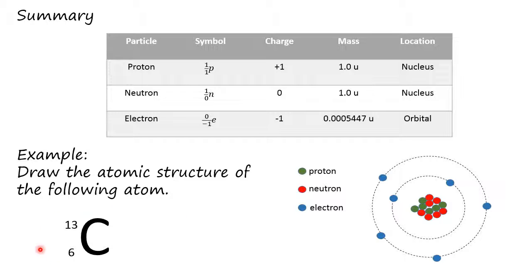And so we can do this with any atom. Whenever we have the mass number and atomic number, we know it's an atom, we can then determine the quantity and region of all the subatomic particles contained within that atom.